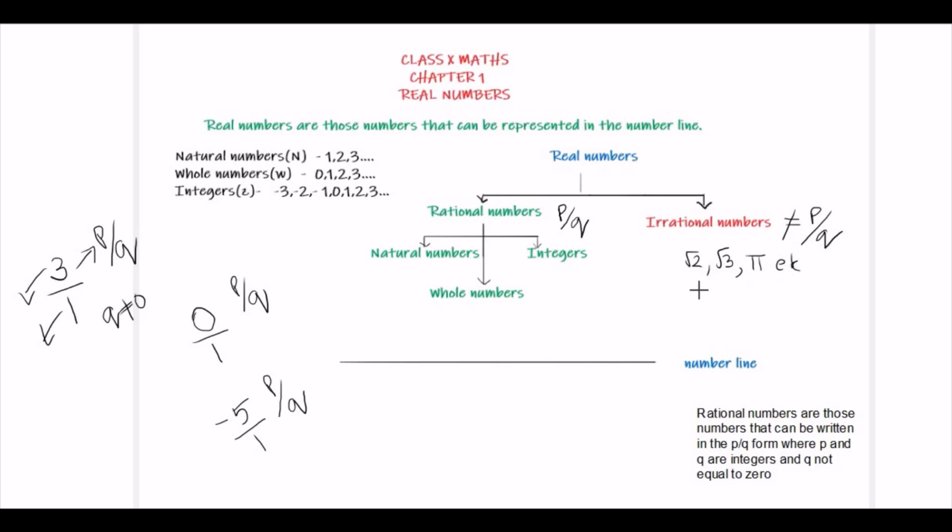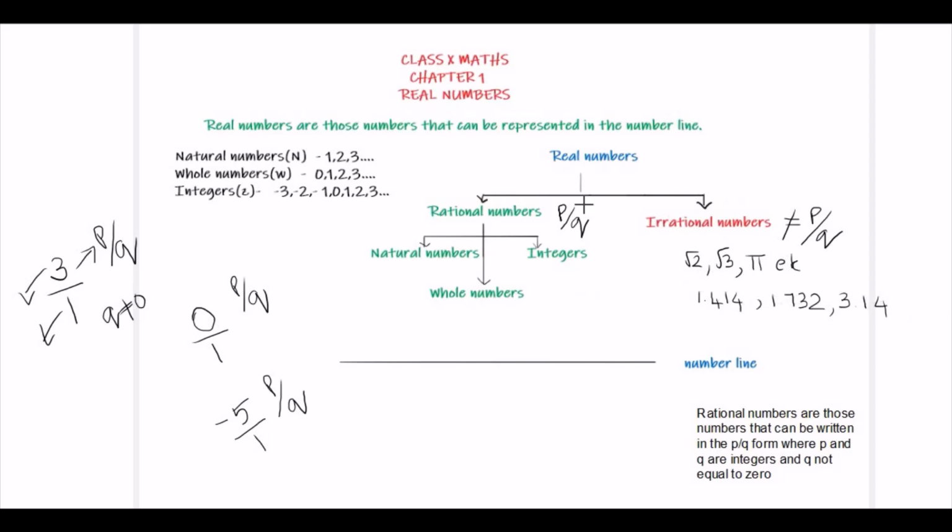So what is the value of root 2? Root 2 is 1.414. The value of root 3 is 1.732. The value of pi is 3.14. These are non-recurring, non-terminating decimals. You will just be approximating them to these numbers.